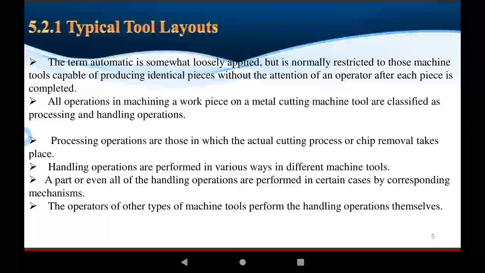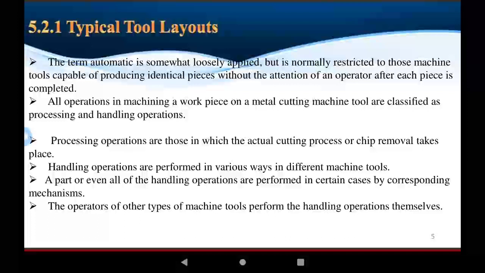All the handling operations are performed by some of the mechanisms used in the machines, and the bed of the machines, and cross sliding motion, and some of the handling operations are performed according to the corresponding mechanism. A mechanism is the provided sliding mechanism and the motion provided by the mechanism.